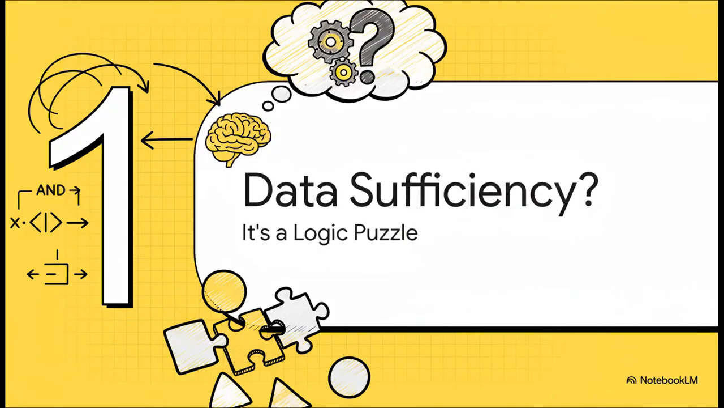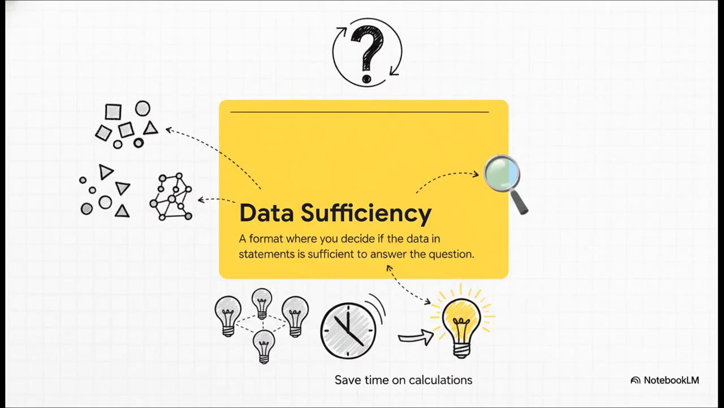The number one mistake people make? They treat these like regular math problems. But they're not. You've got to see them for what they really are. They're logic puzzles that are just wearing a math disguise. And this, right here, is the secret. Your goal isn't to actually solve the problem. It's just to decide if the problem is solvable with the clues you've been given. Honestly, just getting that one idea into your head is a total game changer. It's going to save you so much time.